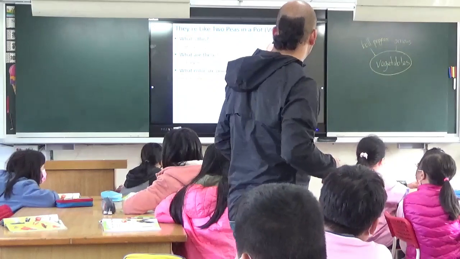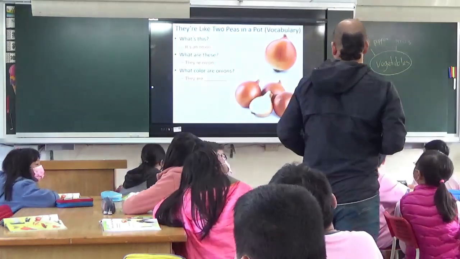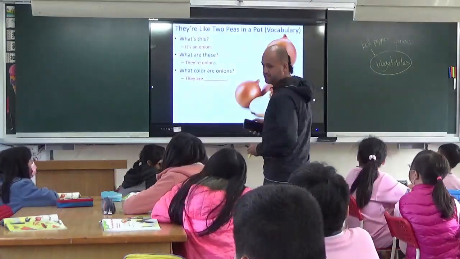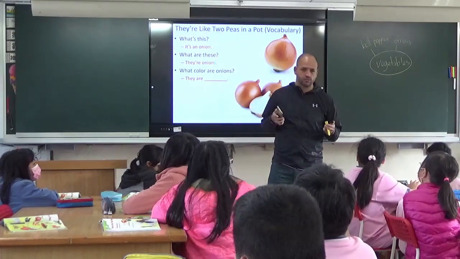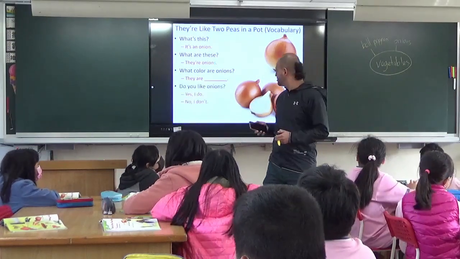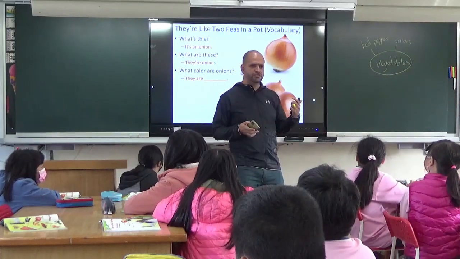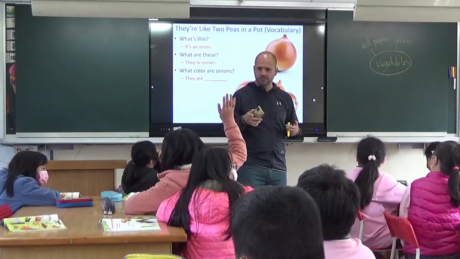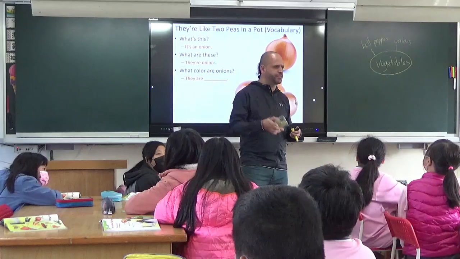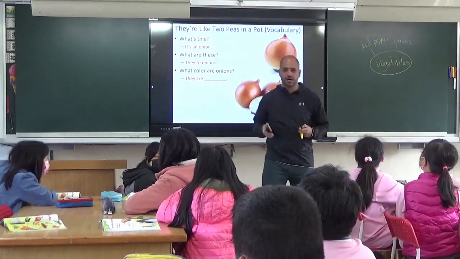Brown. These ones look brown from the outside. What about the inside? It looks white. Okay, do you know if there are any other colors? Have you seen any other colors? Purple. Purple, yes, I've seen purple onions.